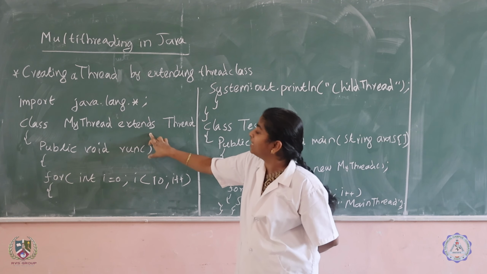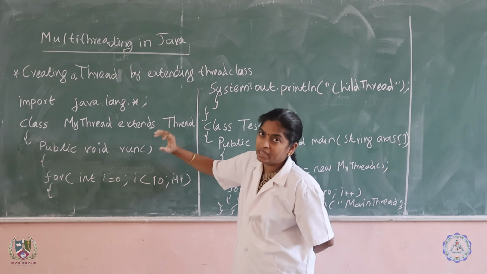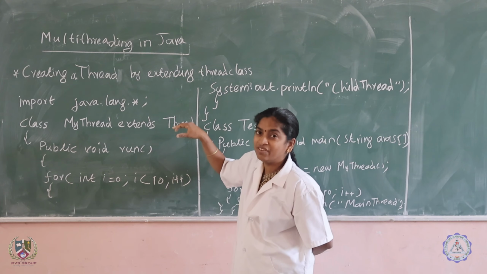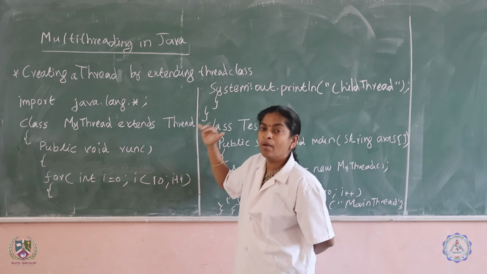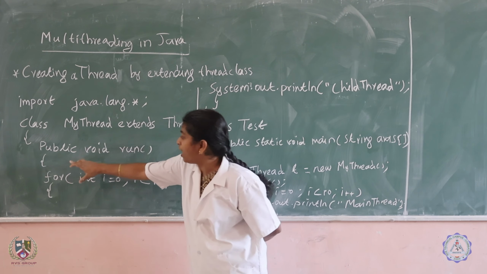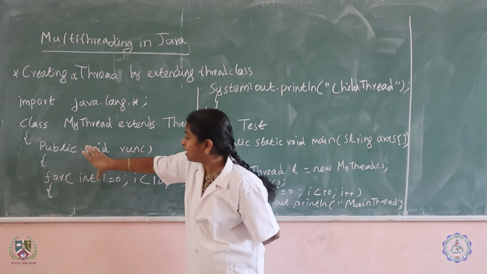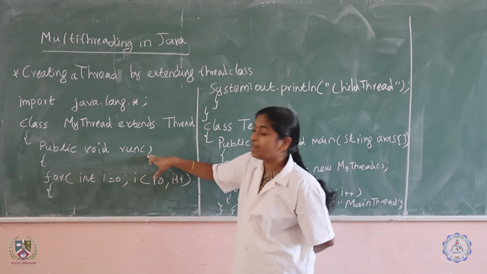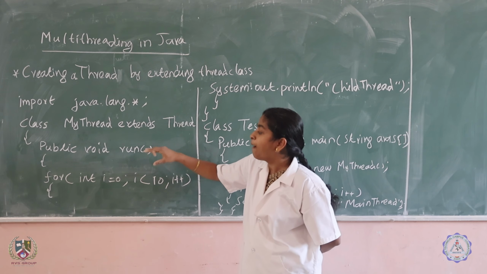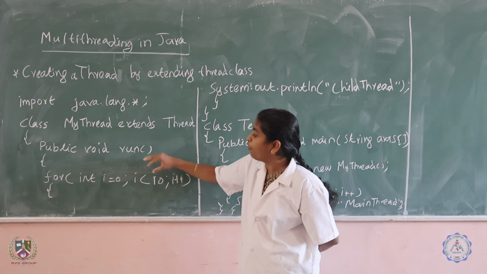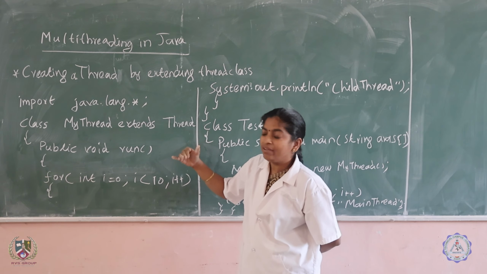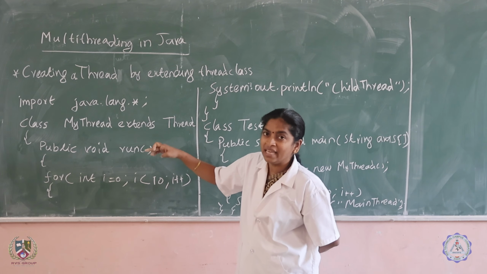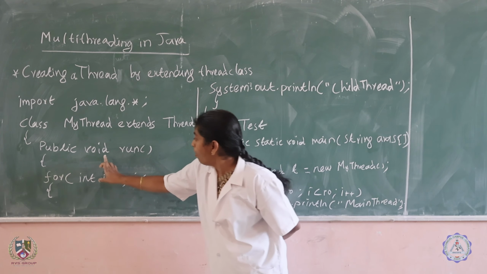Extends is a keyword to derive a class. Here Thread is the base class, which is a predefined base class. Next is the body of the MyThread class. So public void run. Run is a method, one type of method already predefined in the Thread class. So we are overriding the method here.